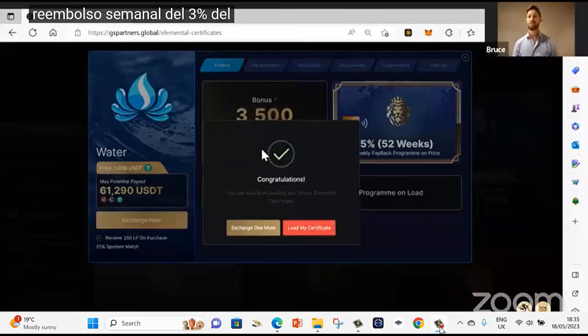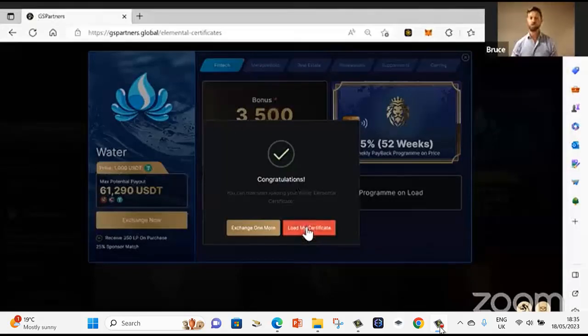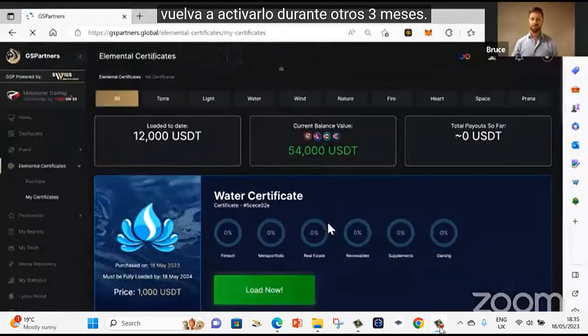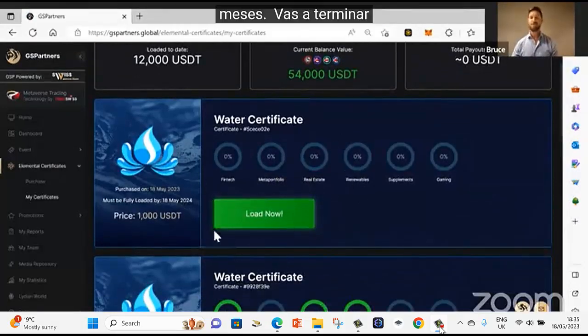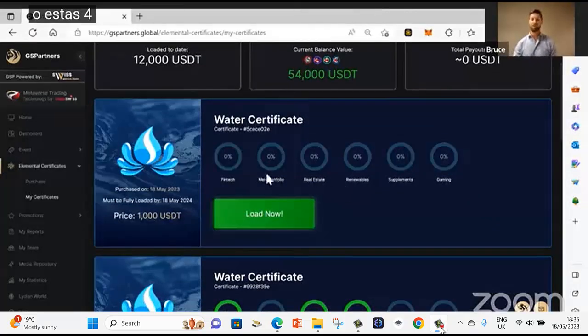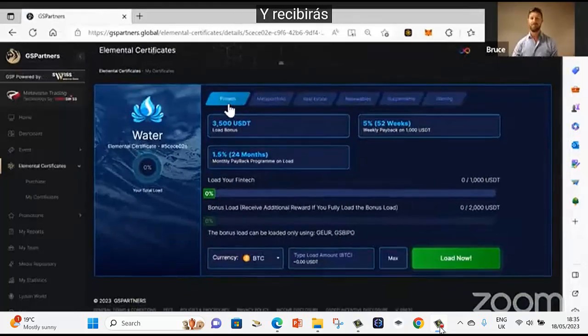It now gives me two options. I can load into one of these blockfolios, or I can get another certificate. For this training, I want to load. So I'm going to click on load my certificate. It's going to update, and you can see right now that I've got a certificate waiting to be loaded. Now, everybody voted for fintech, so I'm going to spend time inside of the fintech tab.